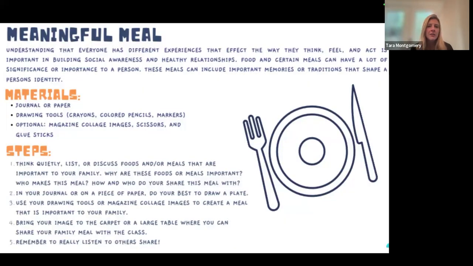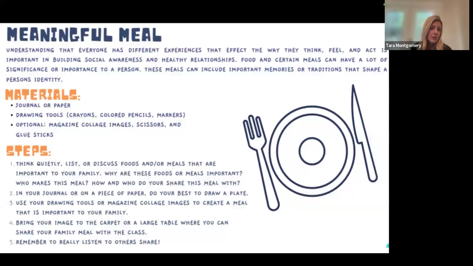And one more activity. I think there's one more after this one, but it's called the meaningful meal, and this was so fun. So understanding that everyone has different experiences that affect the way they think, feel, and act is important in building social awareness and healthy relationships. Food and certain meals can have a lot of significance or importance to a person. These meals can include important memories or traditions that shape a person's identity.